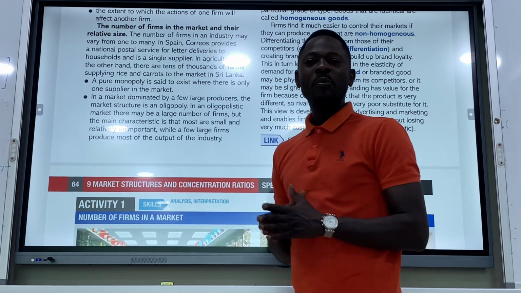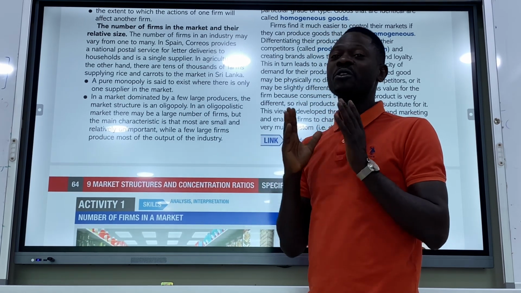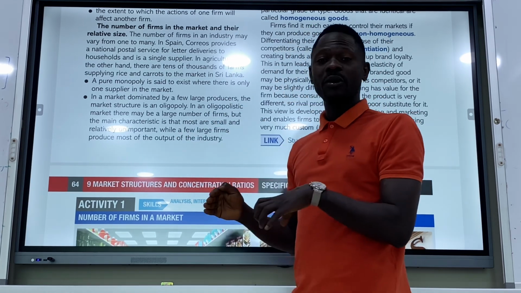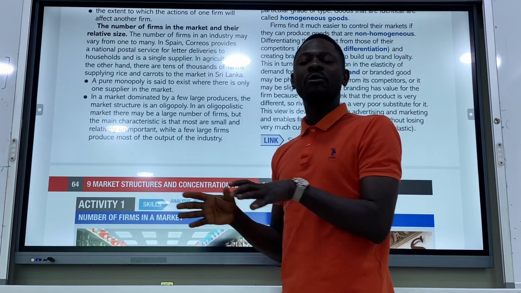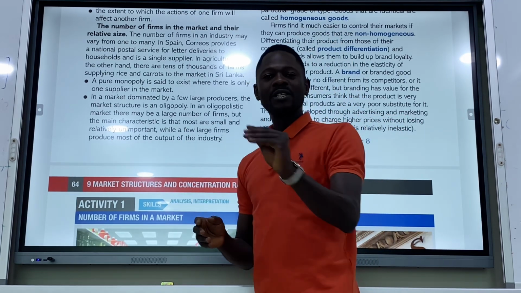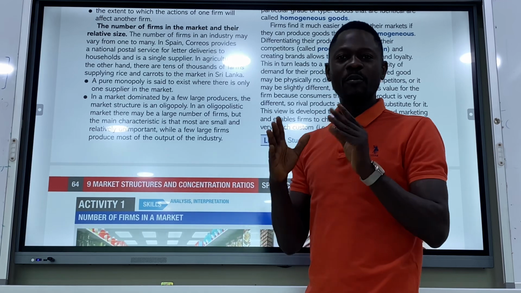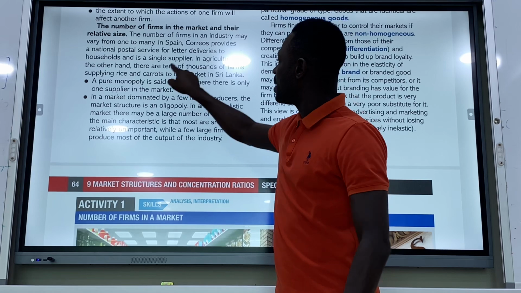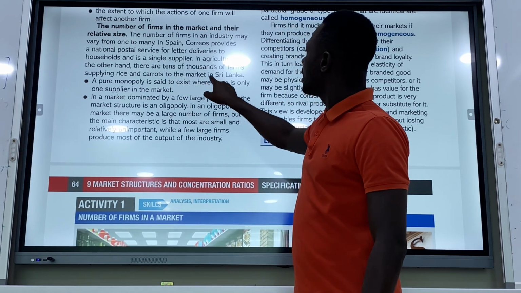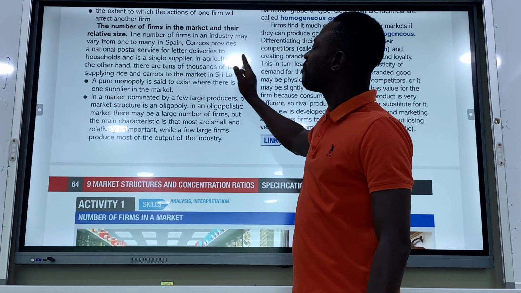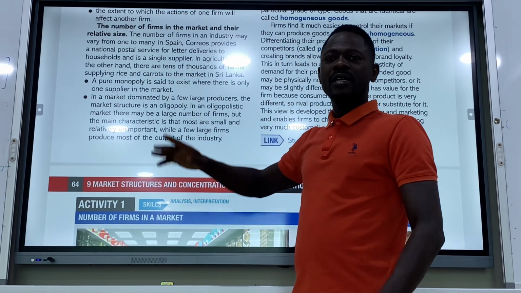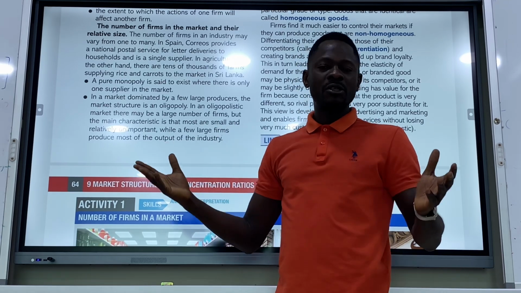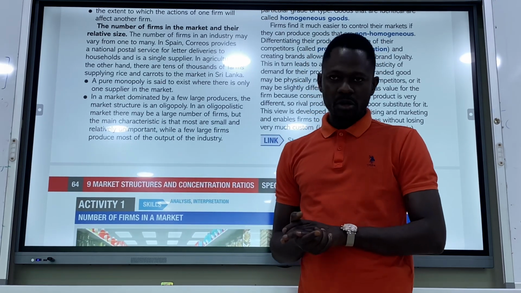A monopoly is a market structure that has only one supplier of goods or services in that industry. So the feature of this market is that there is a single supplier in the market, and because of that, it is called a monopoly. That is the first one. The second one, they said there are tens of thousands of farms supplying rice and carrots to the market. This is perfect competition, because in that market there are countless numbers of suppliers and countless numbers of customers.